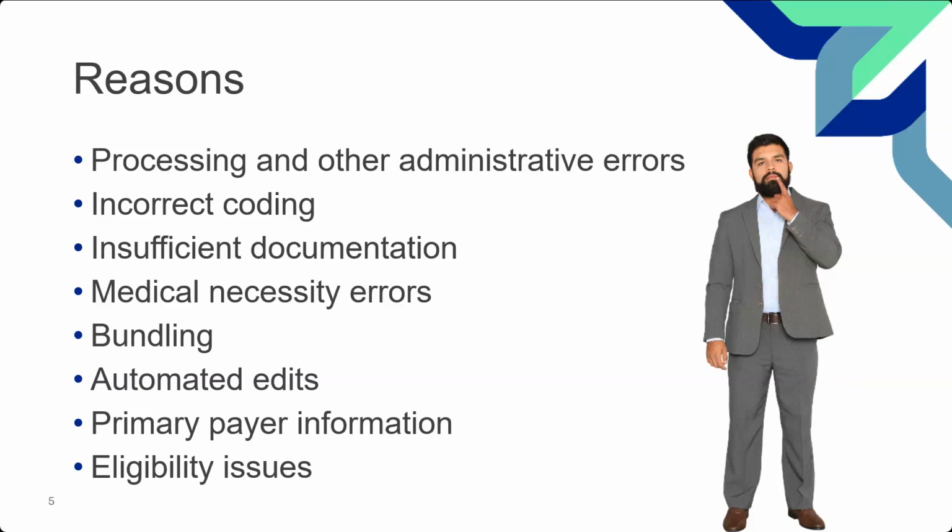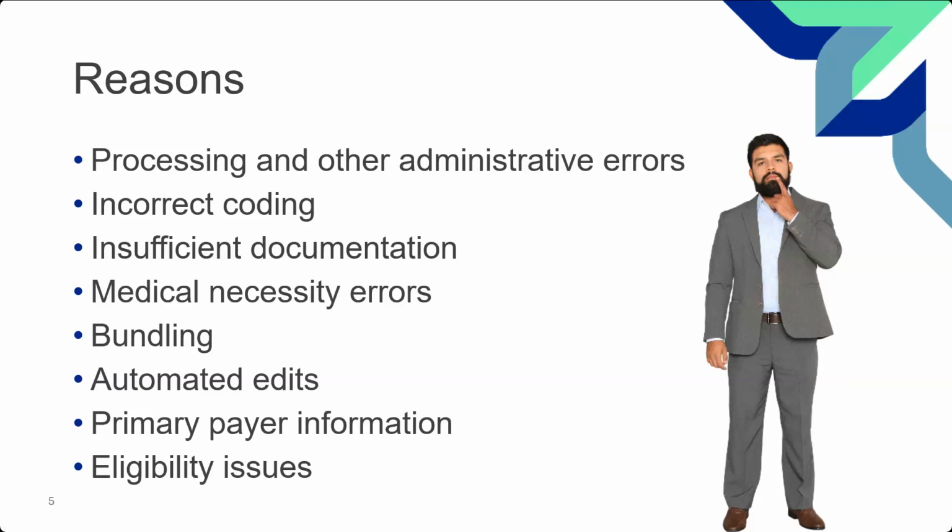Incorrect coding can cause an overpayment, insufficient documentation. There are medical necessity errors. There's bundling, and this is when two services are not separately payable, or a type of service is included in the payment for another service. So, for instance, if a person is in a hospital, the labs must bill certain things to the hospital, where the professional service of that lab, the reading of it, would be billed to Medicare directly. The bundling portion would be the lab billing the hospital.